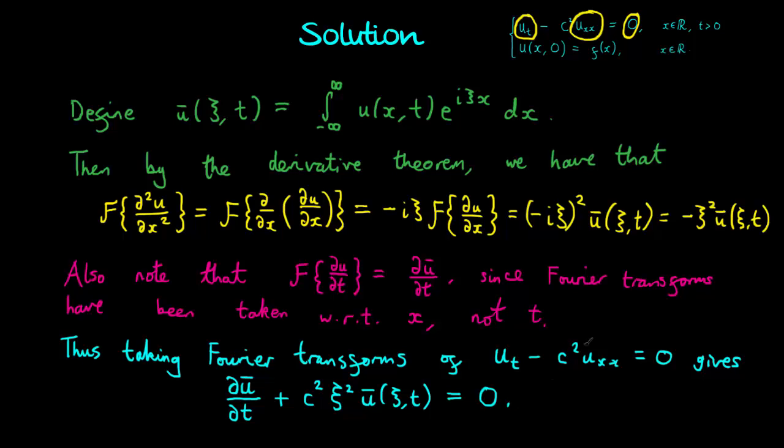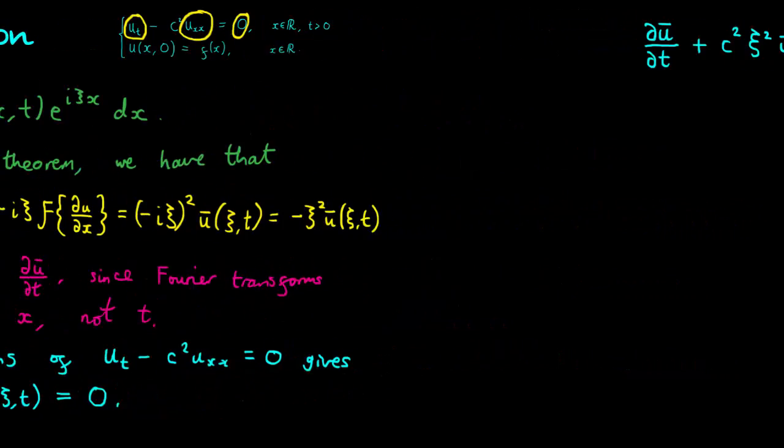So that is now something that looks a lot more like an ordinary differential equation, because we started off with derivatives with respect to t and x. Now we only have derivatives with respect to t, and that's where the derivative theorem is so useful, because it's just allowed us to essentially turn a PDE into an ODE, and that should be easier to solve. Having said that, let's see if we can actually solve it.